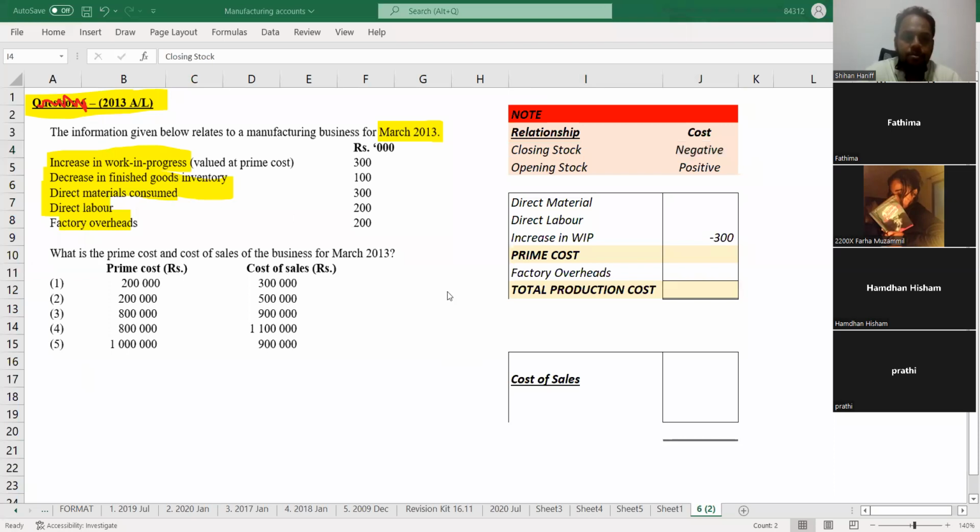Decrease in finished goods. Finished goods comes here. Cost of sales. So your total production cost comes here. Then what happens? Decrease in finished goods. Then this will increase.